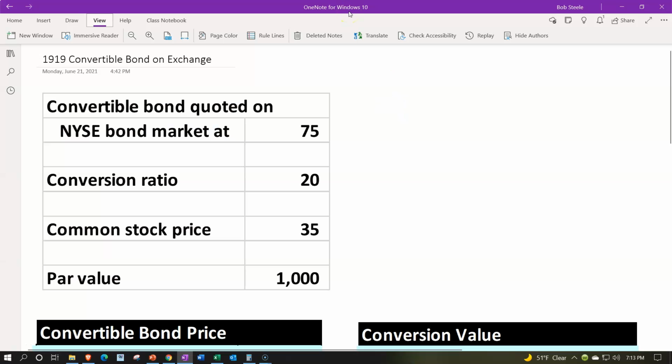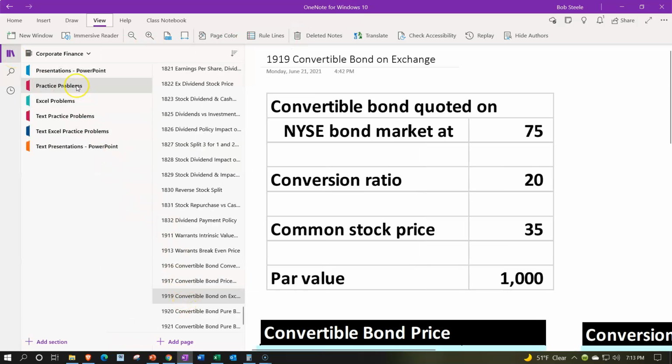If you have access to OneNote and would like to follow along, you're not required to, but if you would like to, we're in the icon on the left-hand side in the Practice Problems tab, down in the 1919 Convertible Bond on Exchange tab. Also note, when using OneNote, look at the Immersive Reader tool. Our presentations will also be in the text area with the same name, same number, but with transcripts. Transcripts can be translated into multiple different languages and either listened to or read in them.